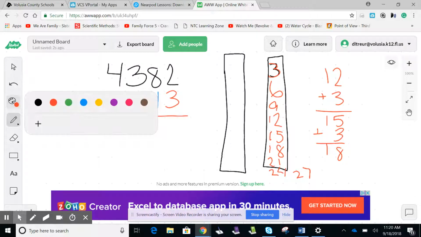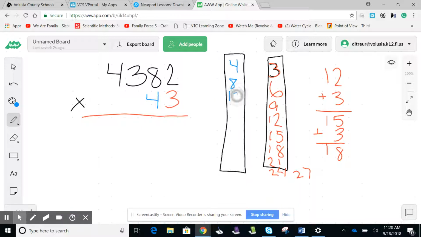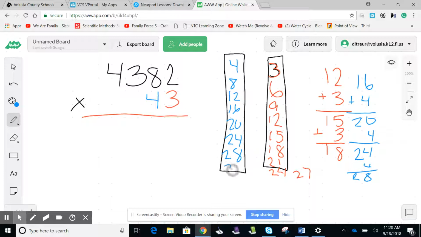So we're going to do that again by 4s. So we're going to do 4, and then 8, and then 12, and then 16. And then again, if you need to, you go over to your side over here, and you would add plus 4, which would be 20. And then you would add 4 more, which would be 24. Then you would add 4 more, which would be 28. And you would add 4 more, and then it would be 32. Then 4 more would be 36.